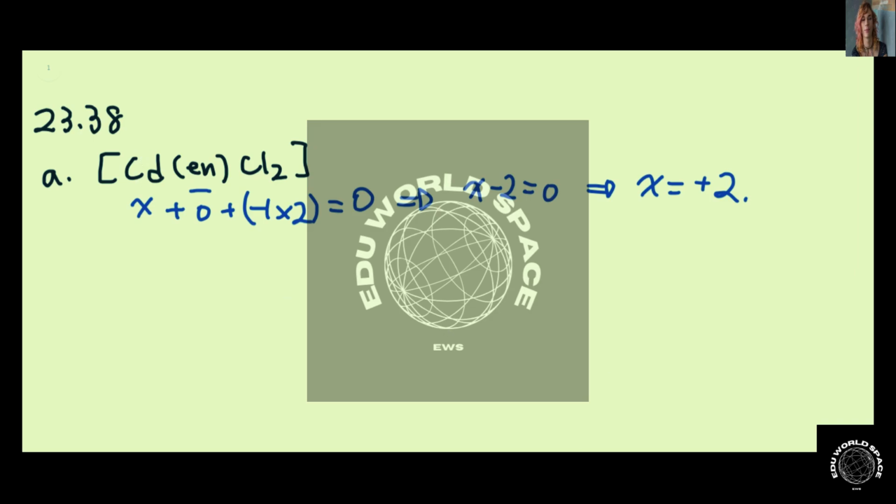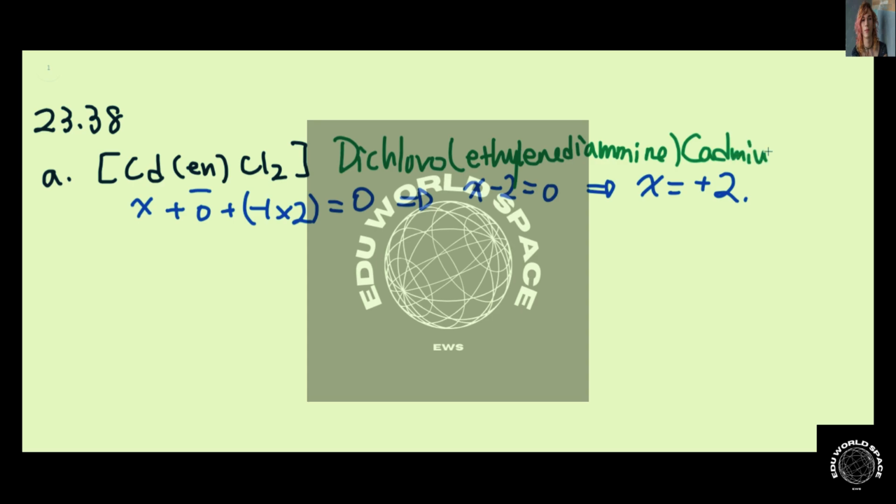All right, so now we write the name for this complex. That will be dichloro, since there are 2 chlorides. And the ligand en is called ethylenediamine. The center metal is cadmium, and the oxidation state of cadmium is 2. So that is the name for question A.